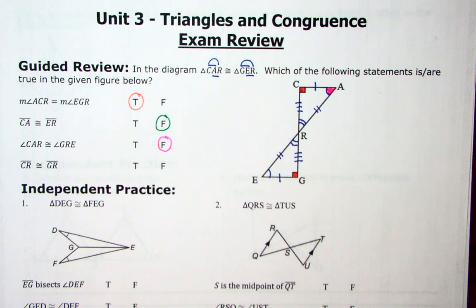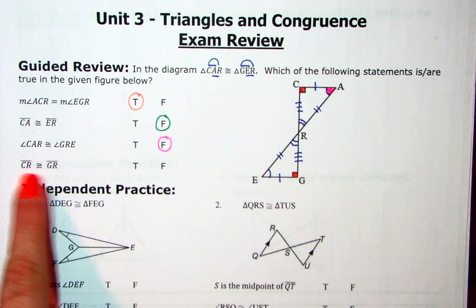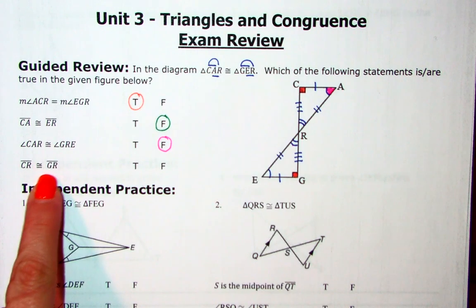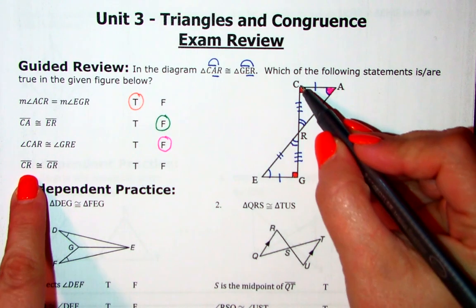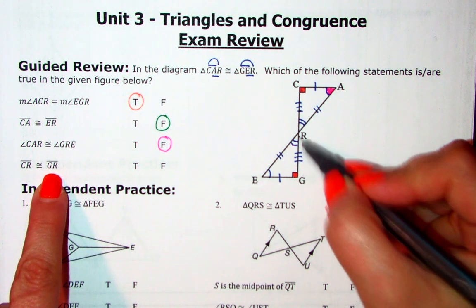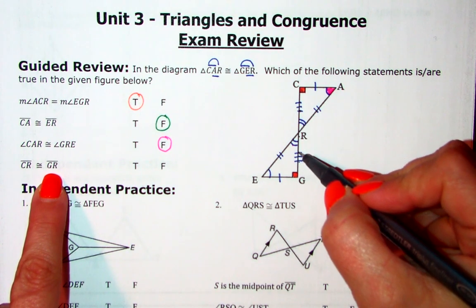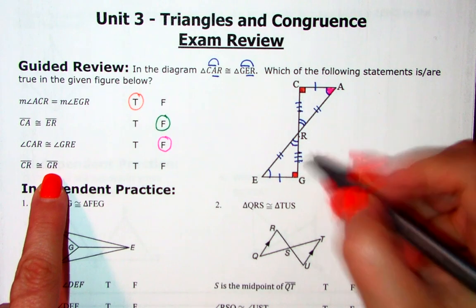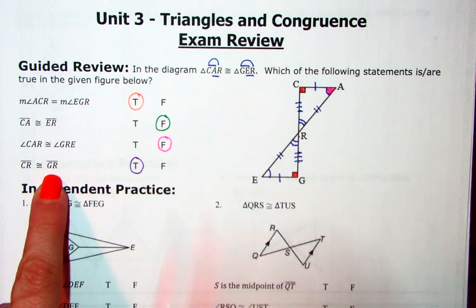And then my last statement, segment CR is congruent to segment GR. CR has my triple arcs on it. GR also has my triple marks on it. So since they have the same markings, we can say yes, that is true.